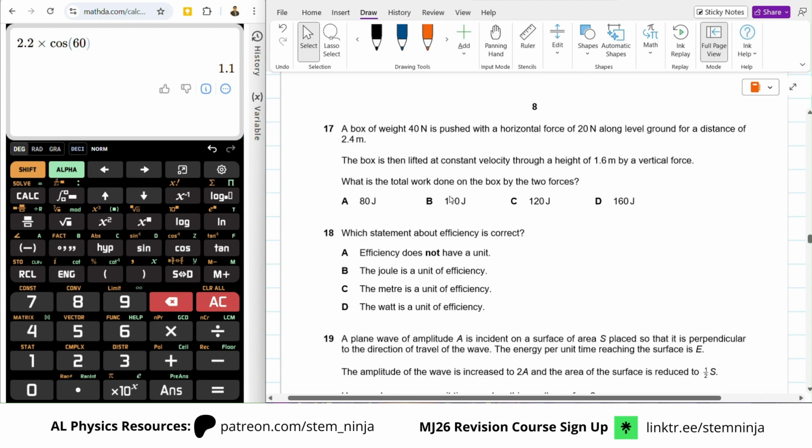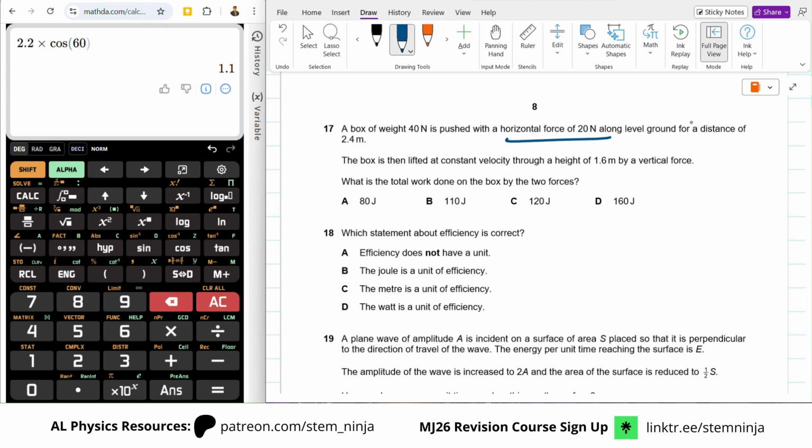Now, a box of weight 40 newtons is pushed with a horizontal force of 20 newtons along level ground for a distance of 2.4 meters. That means in this horizontal direction, 2.4 meters. The box is then lifted at a constant velocity through a height of 1.6 meters by a vertical force. Constant velocity. All right. So what is the total work done on the box by the two forces?